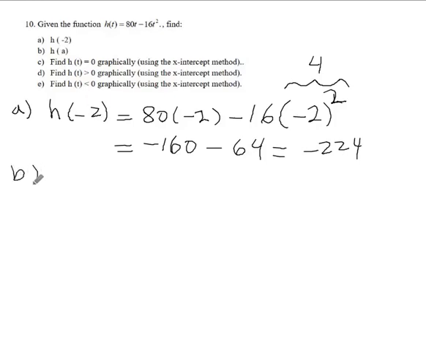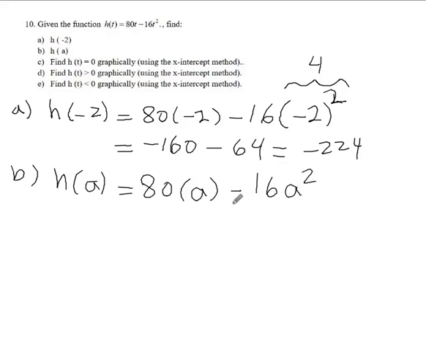For part B, they're asking for h of a. So we substitute for each t a now in the h function. So it would be 80 times a minus 16 times a squared. That is h of a.